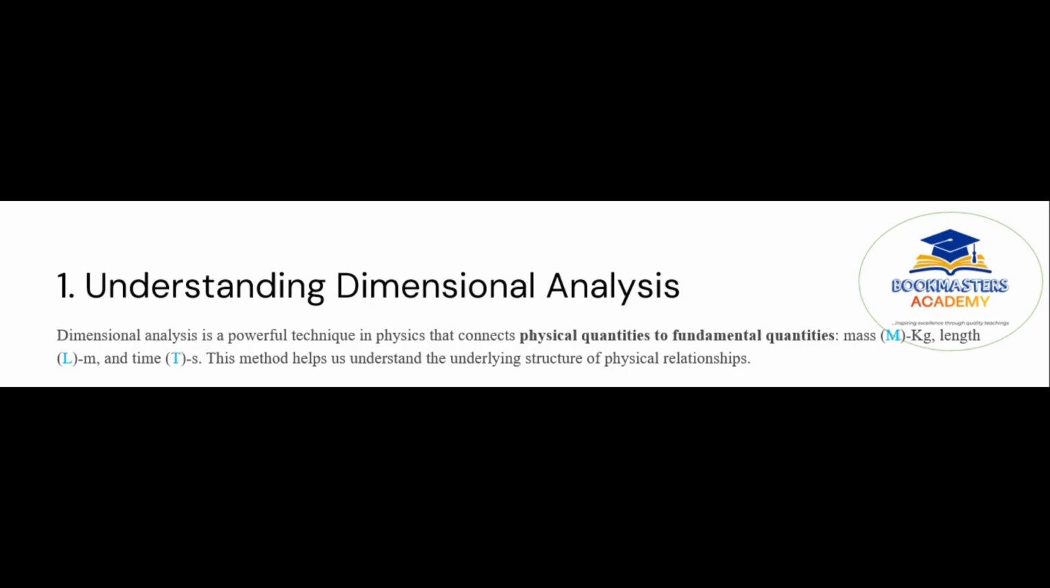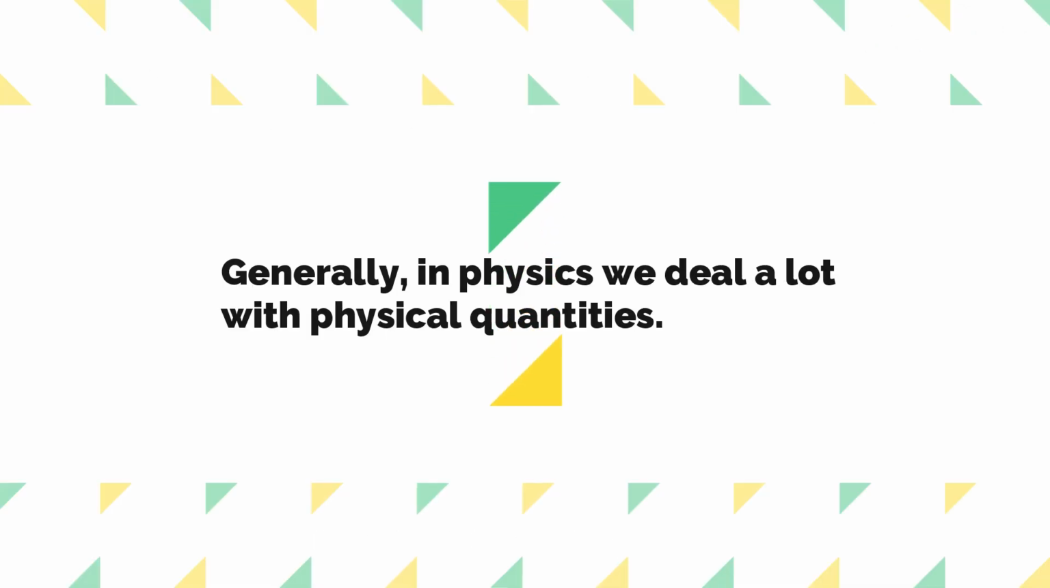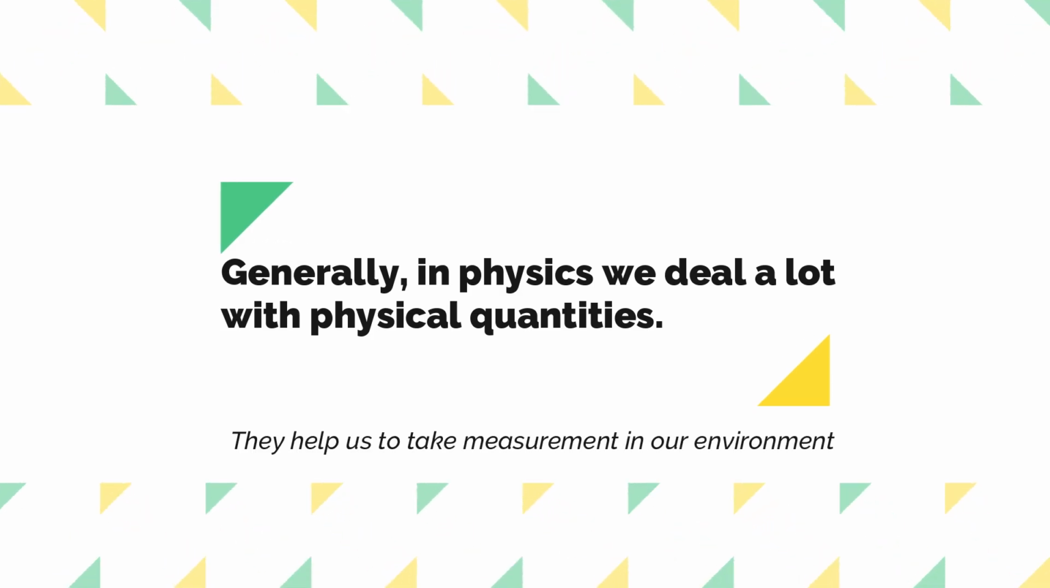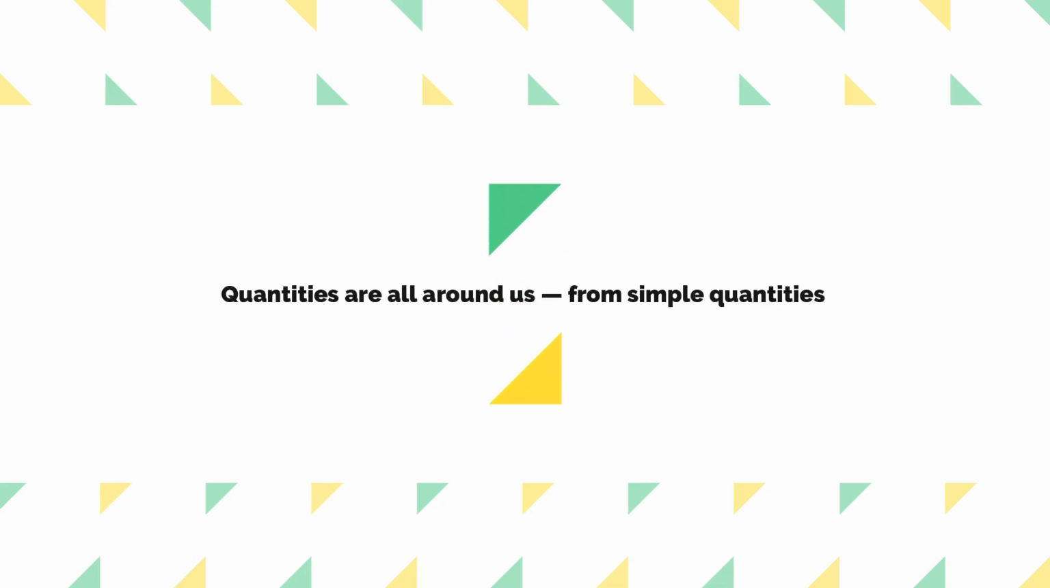I don't know where you're watching from, but take a moment to wonder: what's my height? What's my weight? What's my mass? All these attributes are quantities in physics. In physics, we refer to these things I mentioned as physical quantities. Generally, in physics, we deal a lot with quantities. Quantities are so important, because they help us to take measurements in the environment. Quantities are all around us.